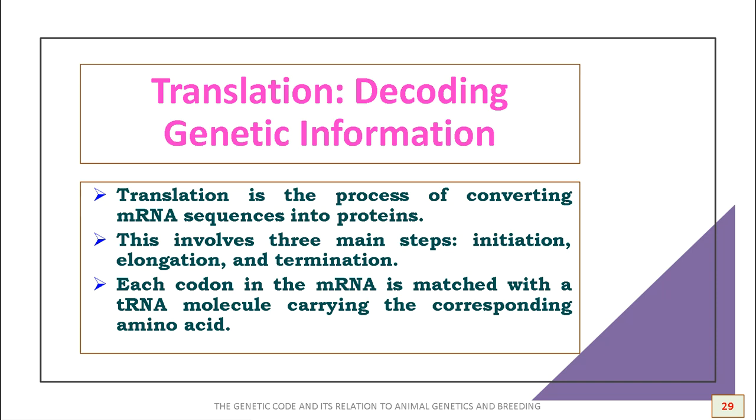Then translation, decoding genetic information. Translation is a process of converting mRNA sequence into protein. This involves three main steps: initiation, elongation, and termination. And each codon in the mRNA is matched with a tRNA molecule carrying the corresponding amino acid.